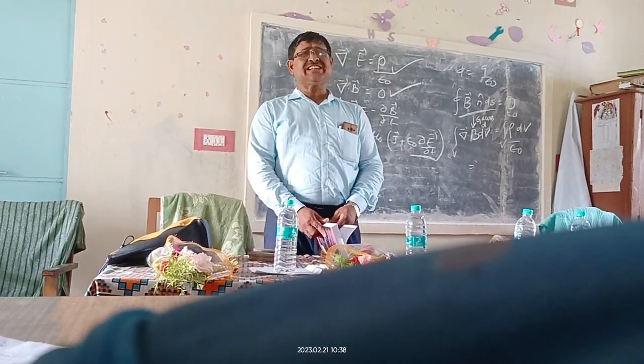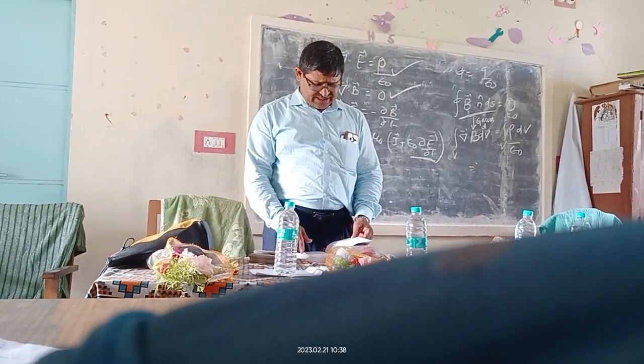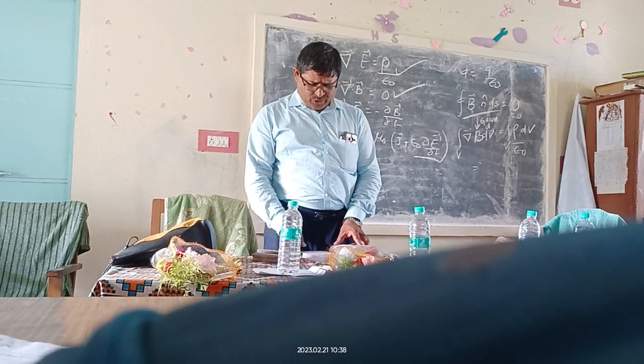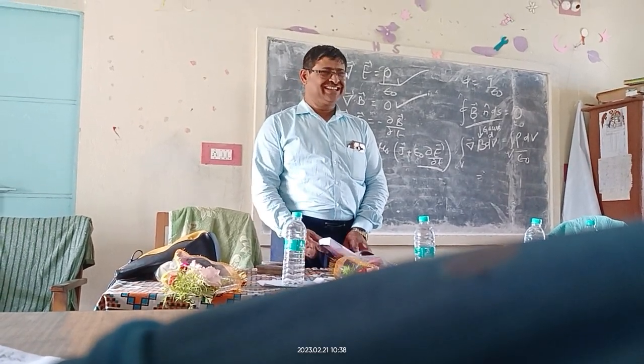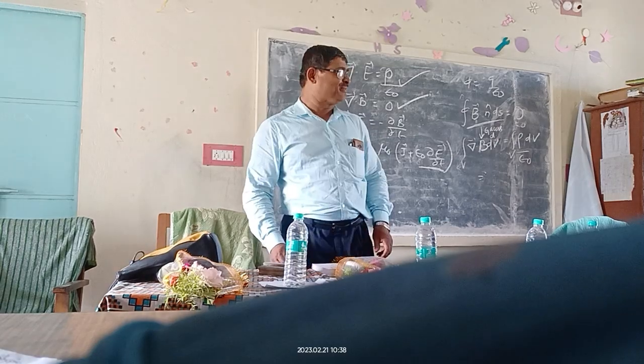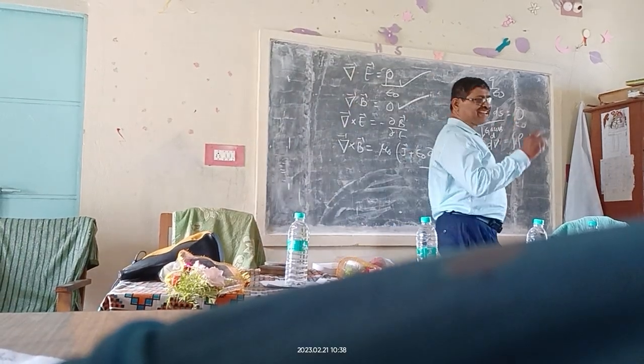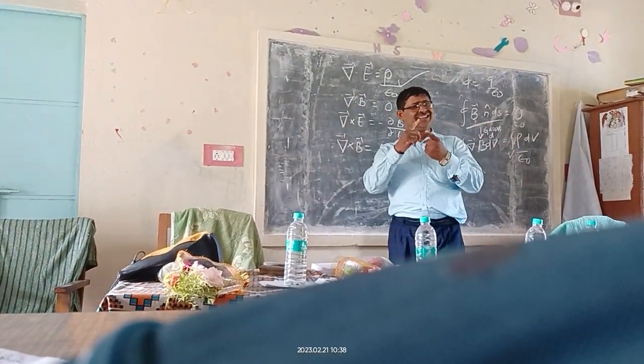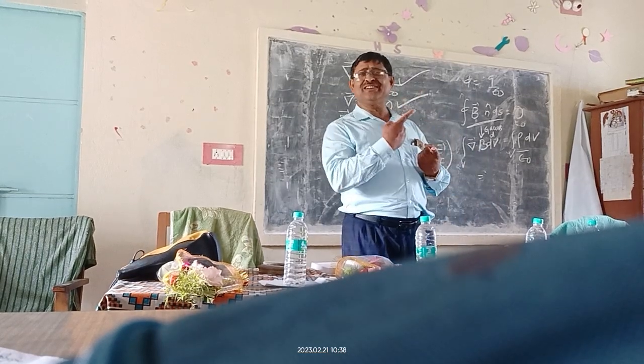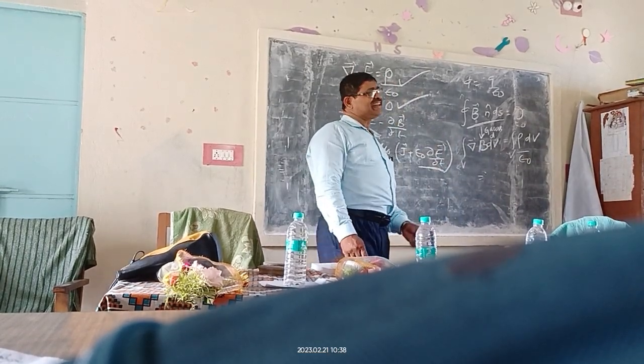And what is its physical significance? It suggests that a magnetic monopole does not exist. A single pole cannot exist. Minimum 2 poles are necessary, a south pole and a north pole.